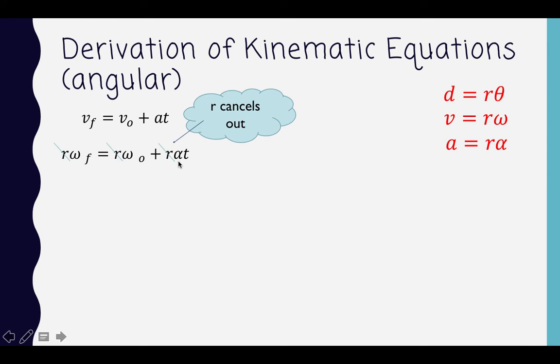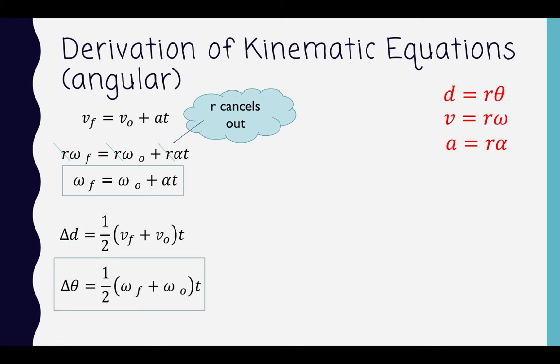You'll notice that r cancels out of each of these terms, which leaves us with omega final equals omega initial plus alpha t. This is angular velocity final equals angular velocity initial plus angular acceleration times time. Very similar to our original equation, but with angular quantities. This is the same thing for the remainder of the kinematic equations.